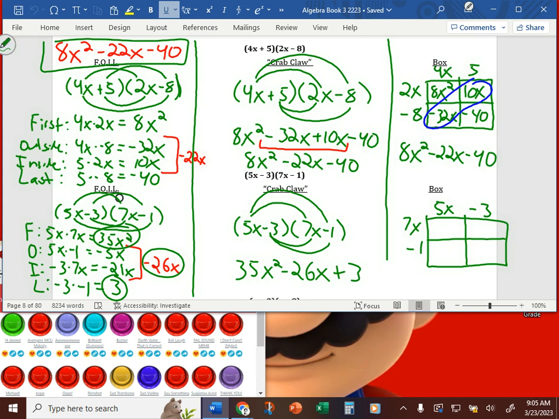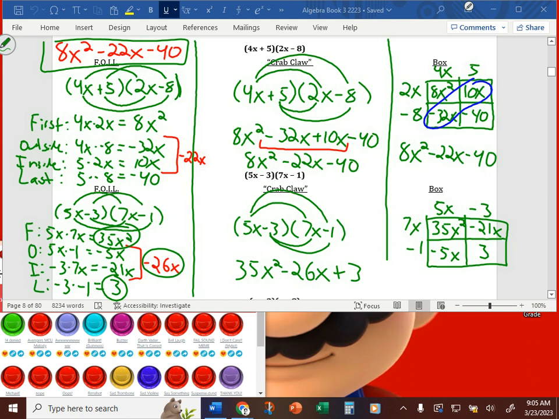5x and 7x, 35x squared. Folks, we're almost done. Stick with me here. 7x, -3, -21x. You should recognize these terms from the previous two. 5x, -1, -5x, and -1, -3 is +3.